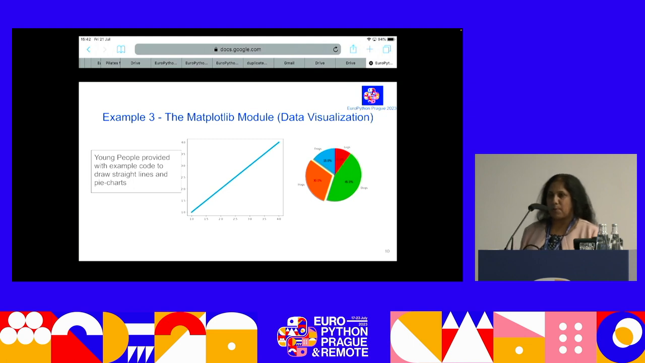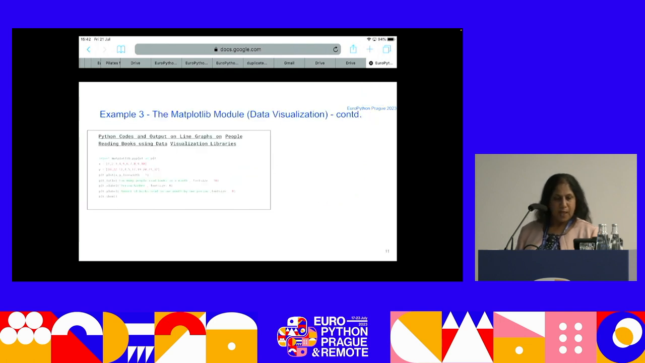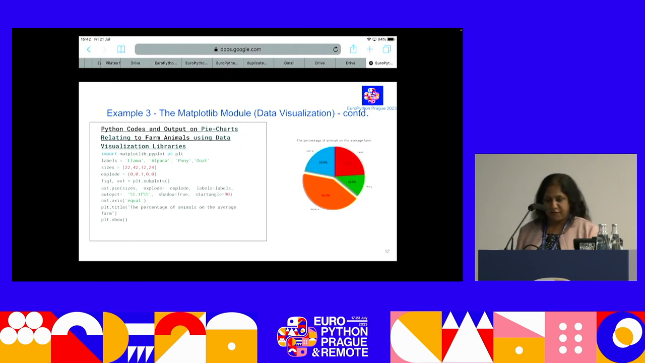And whilst a textbook might devote half a page to explaining the interpretation of code, these young minds effortlessly grasped its meaning, and their natural aptitude for exploring beyond the prescribed materials was evident when they went on to discover an online editor that supported Matplotlib. They even extended their exploration to creating line graphs depicting book preferences in a library of their favorite subjects. There is their graph and code. And pie charts on farm animals. And the breadth of their imagination and the speed at which they assimilated these new concepts amazed me.